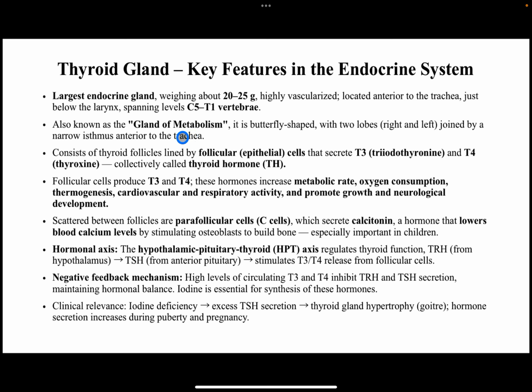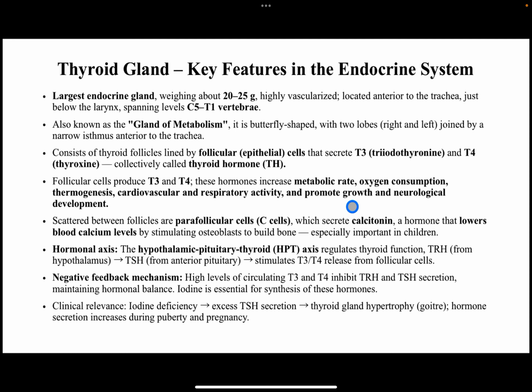If activity of this gland increases, your metabolic rate would also increase. If your metabolic rate increases, internal temperature would increase, and you may not be able to tolerate or cope in a very high temperature environment. This gland is responsible for cardiovascular and respiratory activity. So if activity of this gland increases, there can be signs like palpitation and tachycardia. So basically, that is it for the thyroid gland.